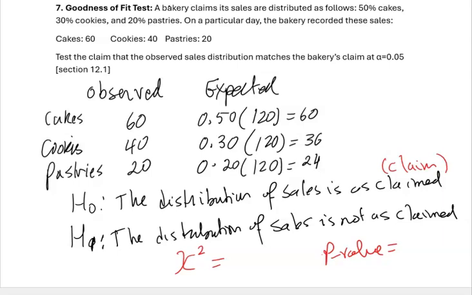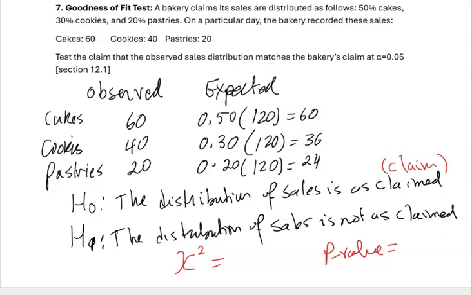Let's read the question. A bakery claims its sales are distributed as follows: 50% cake, 30% cookies, and 20% pastries. So this is how the bakery thinks that their sales are distributed. On a particular day, the bakery recorded the following sales. Cakes are 60, cookies are 40, and pastries are 20. Those values that are given to you are called the observed values. Now, test the claim that the observed values distribution matches the bakery's claim.